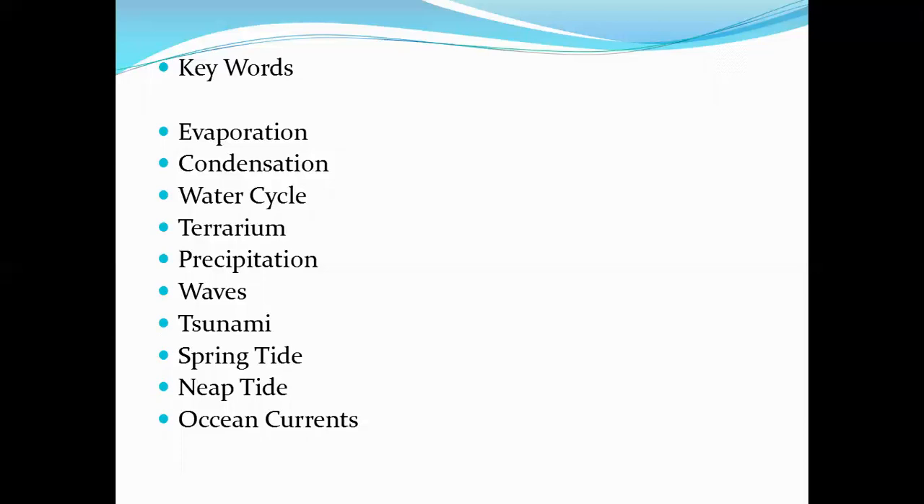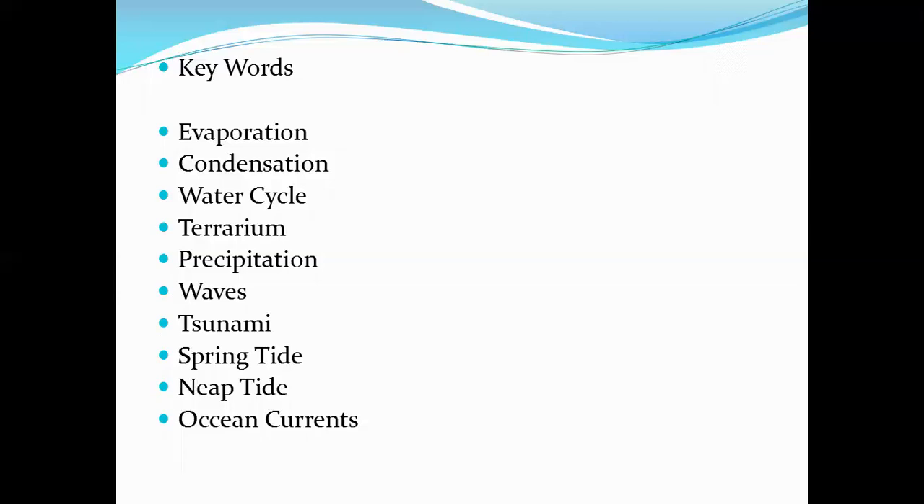Next is the spring tide. A spring tide occurs during the full moon and new moon days. The sun, the moon, and the earth are in a straight line, in the same line. Then tides become highest. This situation of the sun, moon, and earth in the same line is known as spring tides.